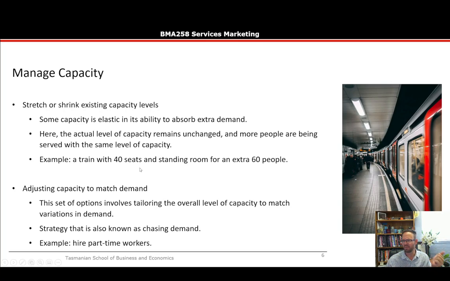So if you have a train with 40 seats and standing room for 60 people, right? So you say, well, the capacity of the train is 40, but you can stretch it a little bit by having some extra people jump on the train and stand up, right? So it's not the ideal capacity, but you can do it.